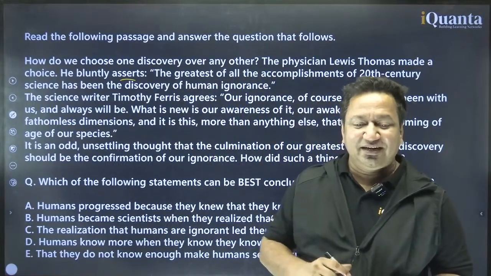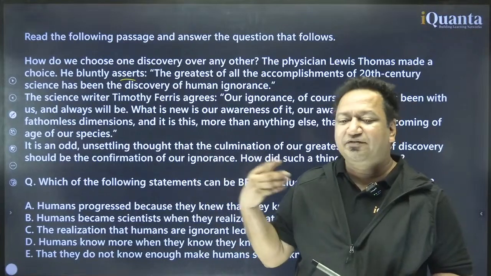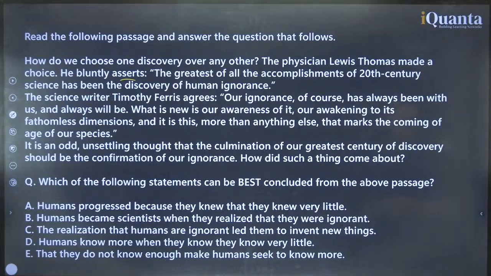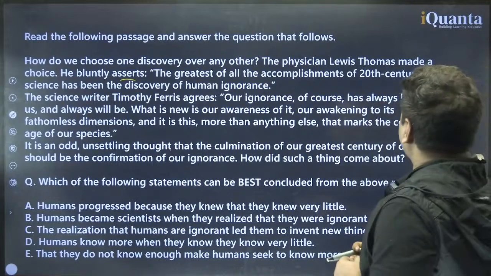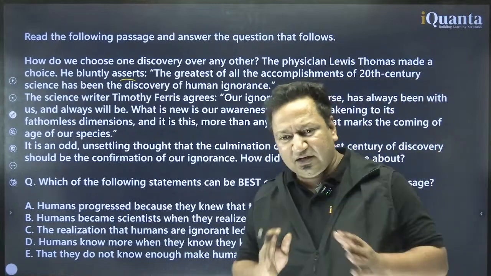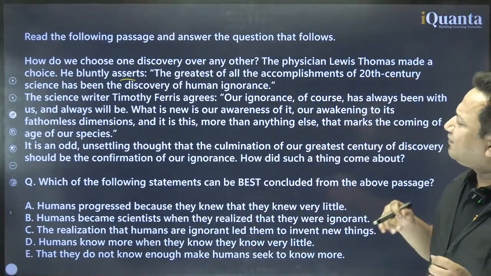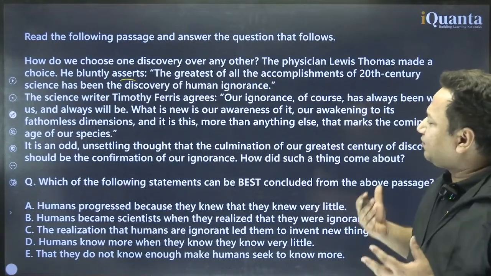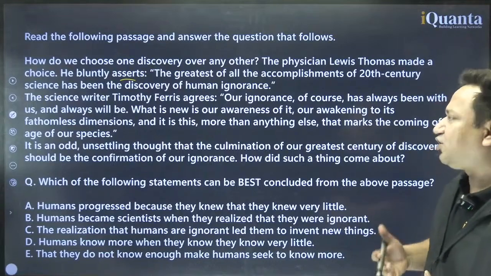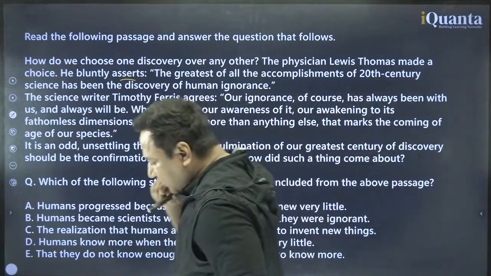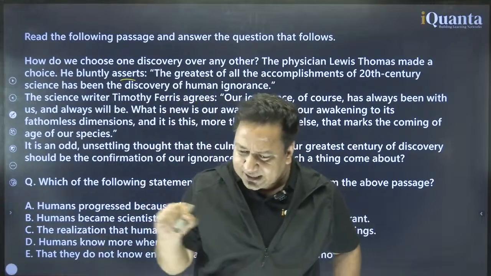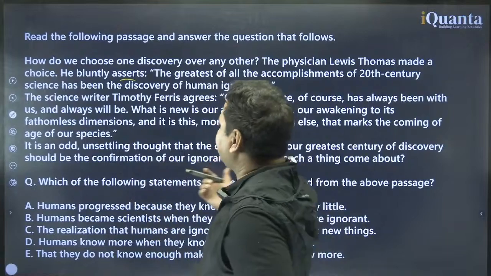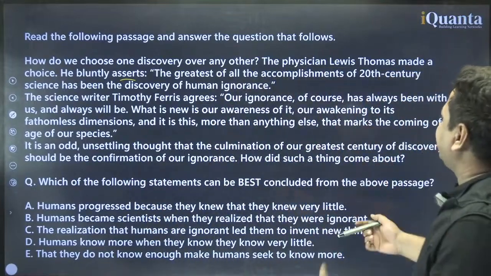So he believes that the greatest accomplishment is that we realize that we are ignorant, right? Humans. The science writer Timothy Ferris agrees: our ignorance, of course, has always been with us and always will be. What is new is our awareness of it, our awakening to its fathomless dimensions. And it is this, more than anything else, that marks the coming of age of our species. So ignorance was always there. What's new is the acceptance of that ignorance, the awakening, right?